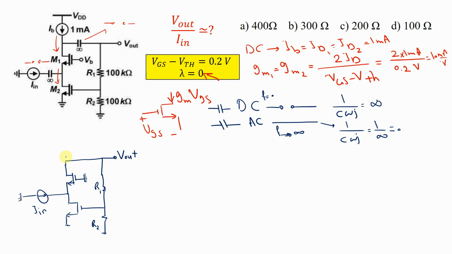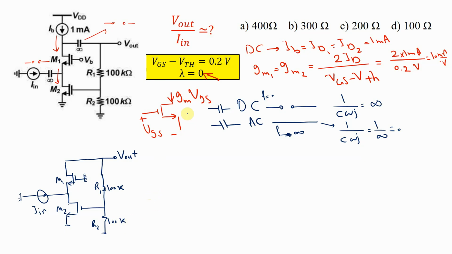How about I_B? I_B is completely eliminated, which means open circuit in the AC problem. In the AC, you don't need your DC sources. So there is nothing here. And this is M1 and this is M2. And this one is 100 kilo and this is 100 kilo.